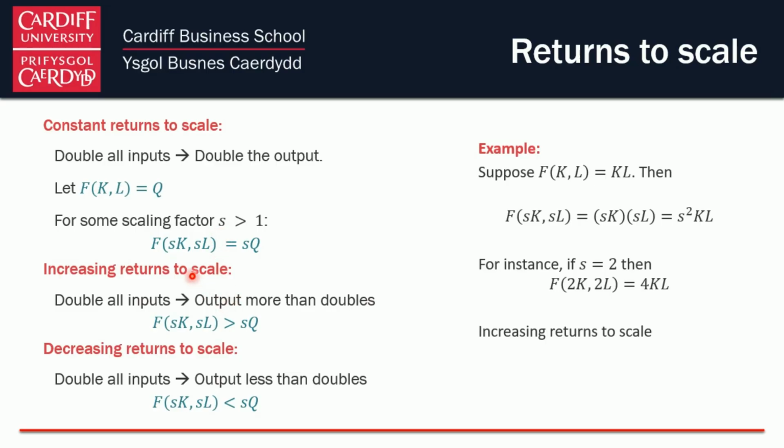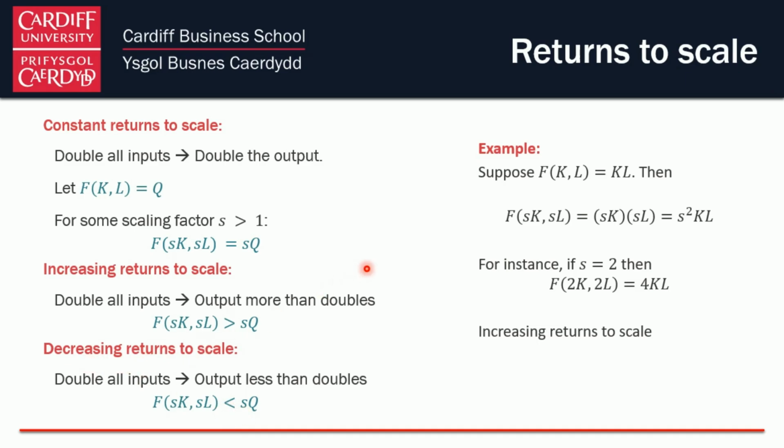So essentially, if the output increases by exactly the scaling factor, we're talking about constant returns to scale. If output increases more than the scaling factor, then increasing returns to scale. And if the output goes up less than the scaling factor, then decreasing returns to scale.